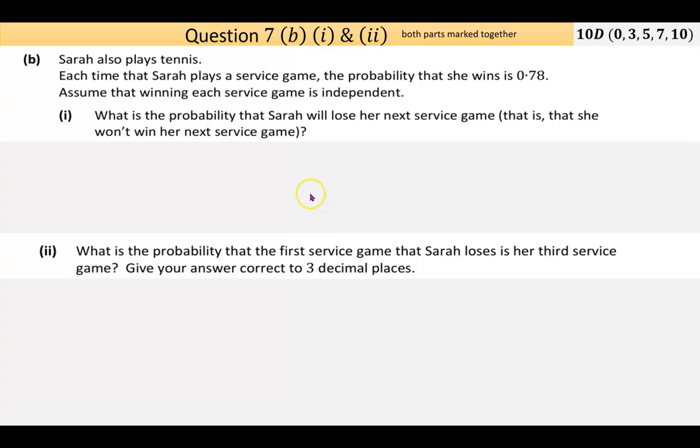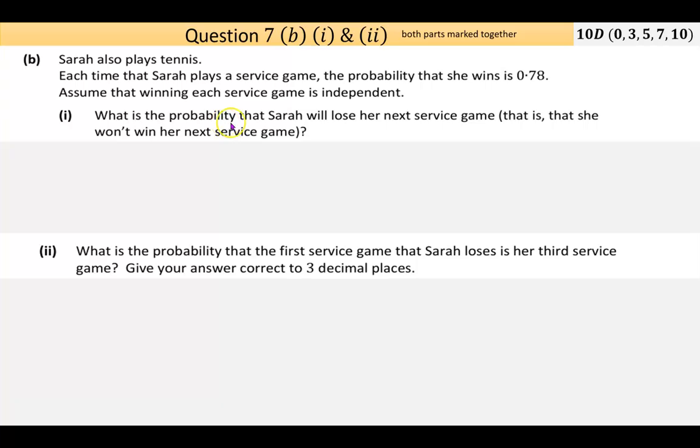Okay, it's a different scenario. Sarah also plays tennis. Each time that Sarah plays a service game, the probability that she wins is 0.78. So she's serving the ball, has the advantage. Assume that winning each service game is independent. So we're going to make that assumption.